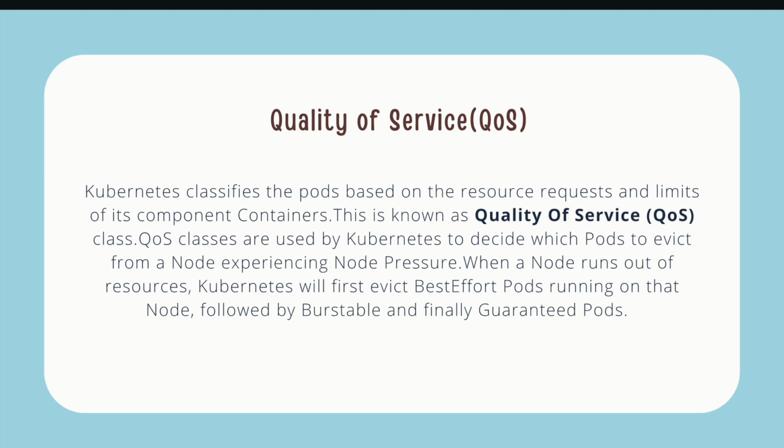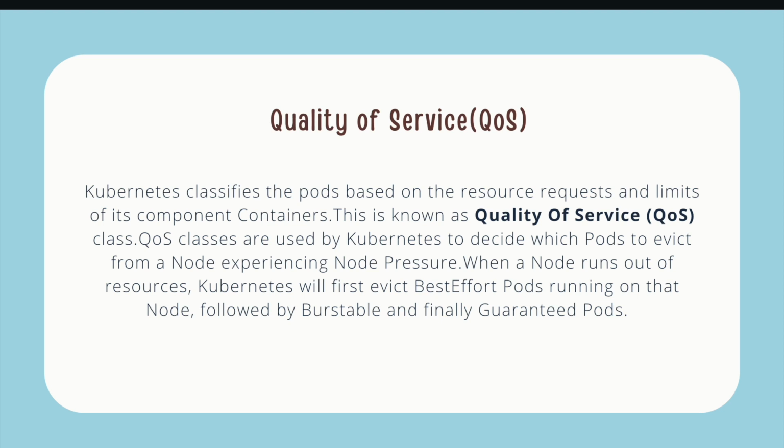So in this video, we are going to talk about quality of service classes in Kubernetes. In Kubernetes, quality of service refers to the classification of pods based on the resources they require and how they are managed by the Kubernetes scheduler. The quality of service classes determine the priority and eviction behavior of pods within the cluster.